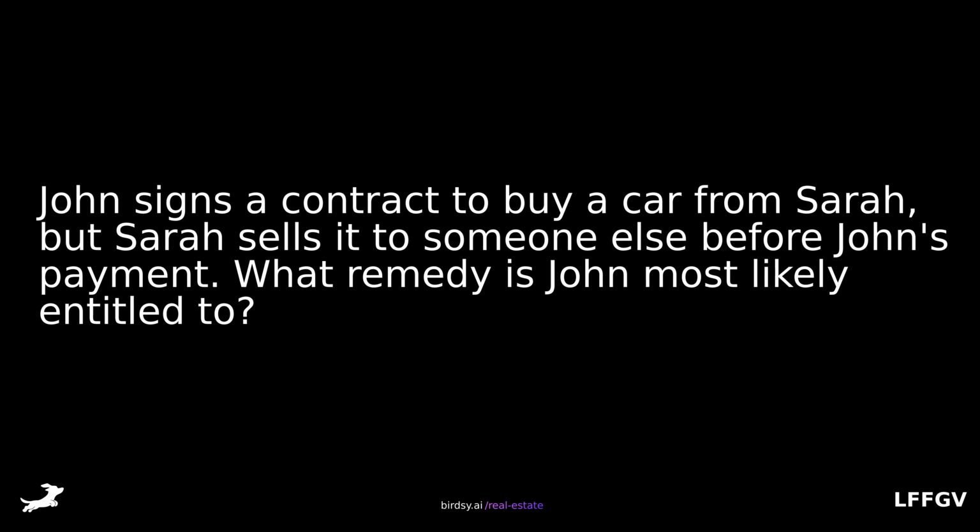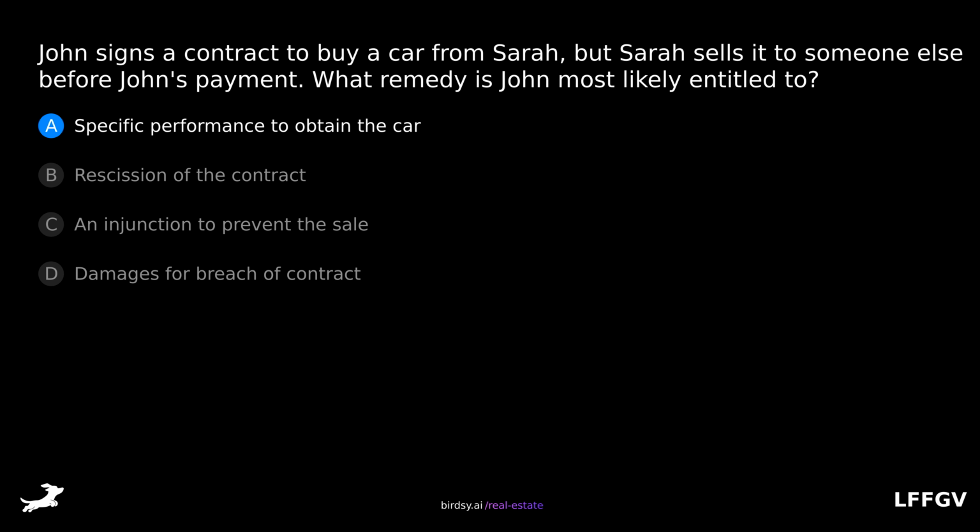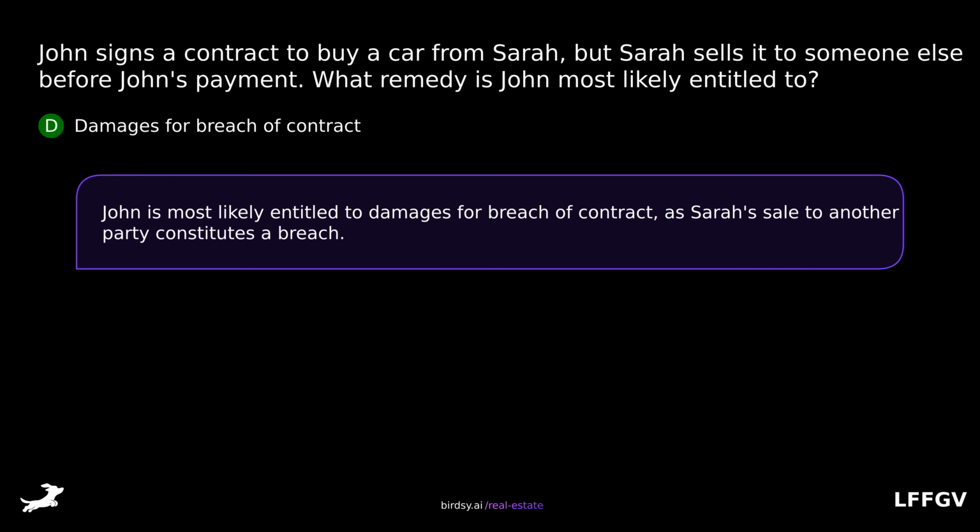John signs a contract to buy a car from Sarah, but Sarah sells it to someone else before John's payment. What remedy is John most likely entitled to? Is it A, specific performance to obtain the car, B, rescission of the contract, C, an injunction to prevent the sale, or D, damages for breach of contract? The answer is D, damages for breach of contract. John is most likely entitled to damages for breach of contract as Sarah's sale to another party constitutes a breach.